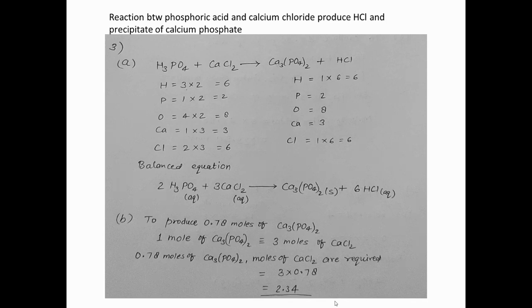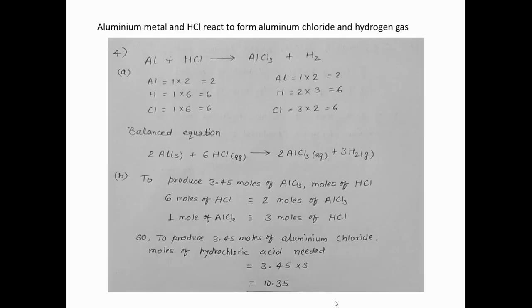Then, using the balanced equation, the question is to produce 0.7 moles of calcium phosphate, how many moles of calcium chloride are required? So 1 mole of Ca3(PO4)2 needs 3 moles of CaCl2. So 3 times 0.7.